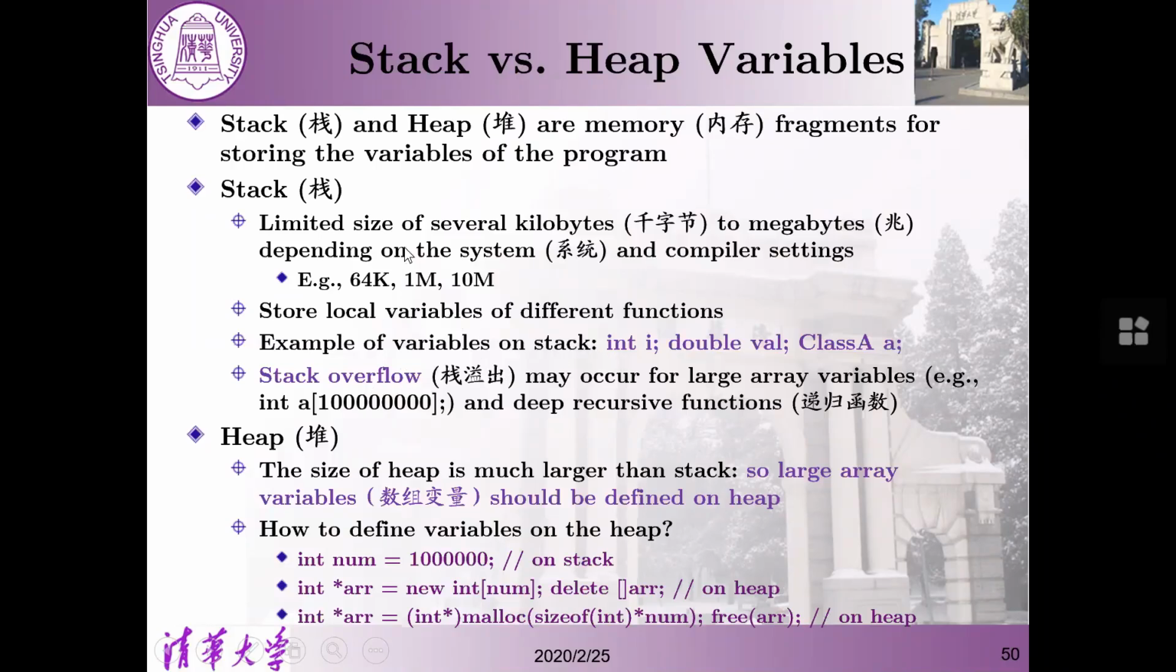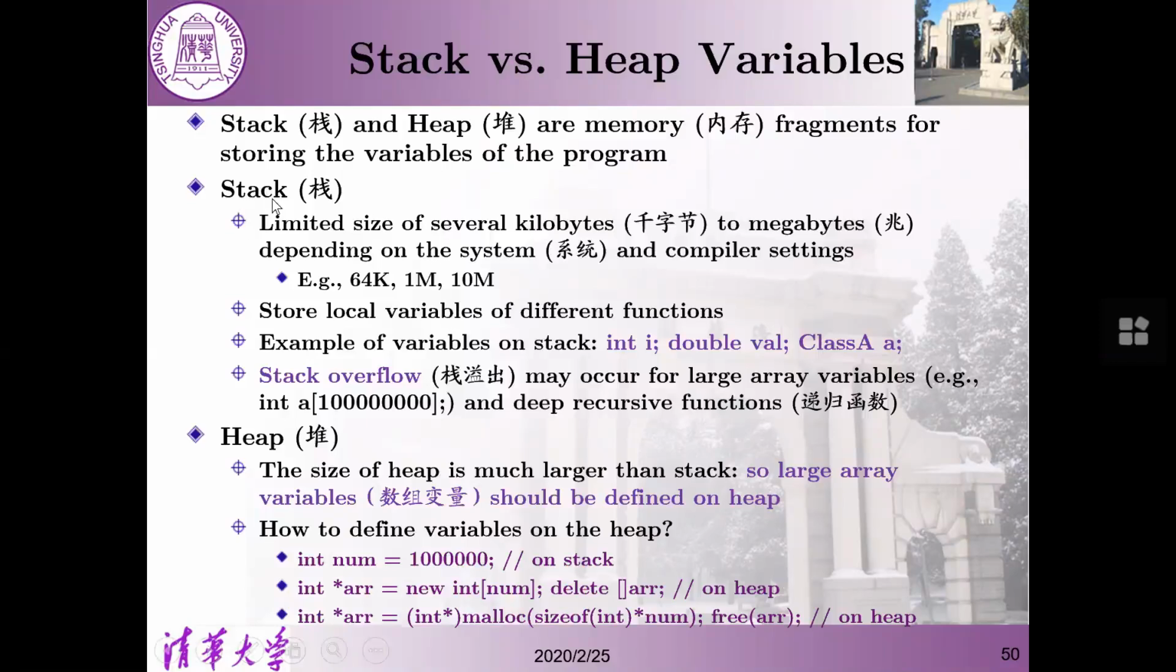Then because it has limited size, there may be stack overflow. For example, if we define a very large array, or if we have very deep recursive functions, then the stack may overflow because there are many local variables. These local variables are stored in stack, but it has limited size, so it has overflow. Memory is used up.